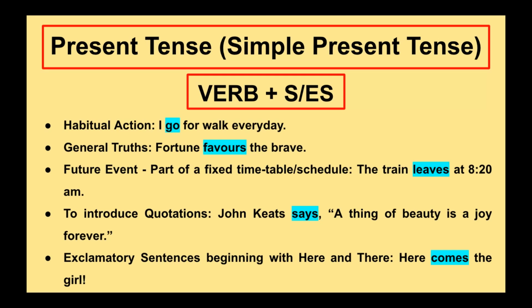Simple present tense is used with general truths. For example, fortune favors the brave. For future events which are part of a fixed timetable or schedule, the train leaves at 8:20 a.m. When you have to introduce quotations, John Keats says, "A thing of beauty is a joy forever." With exclamatory sentences beginning with here and there. Example, here comes the girl.